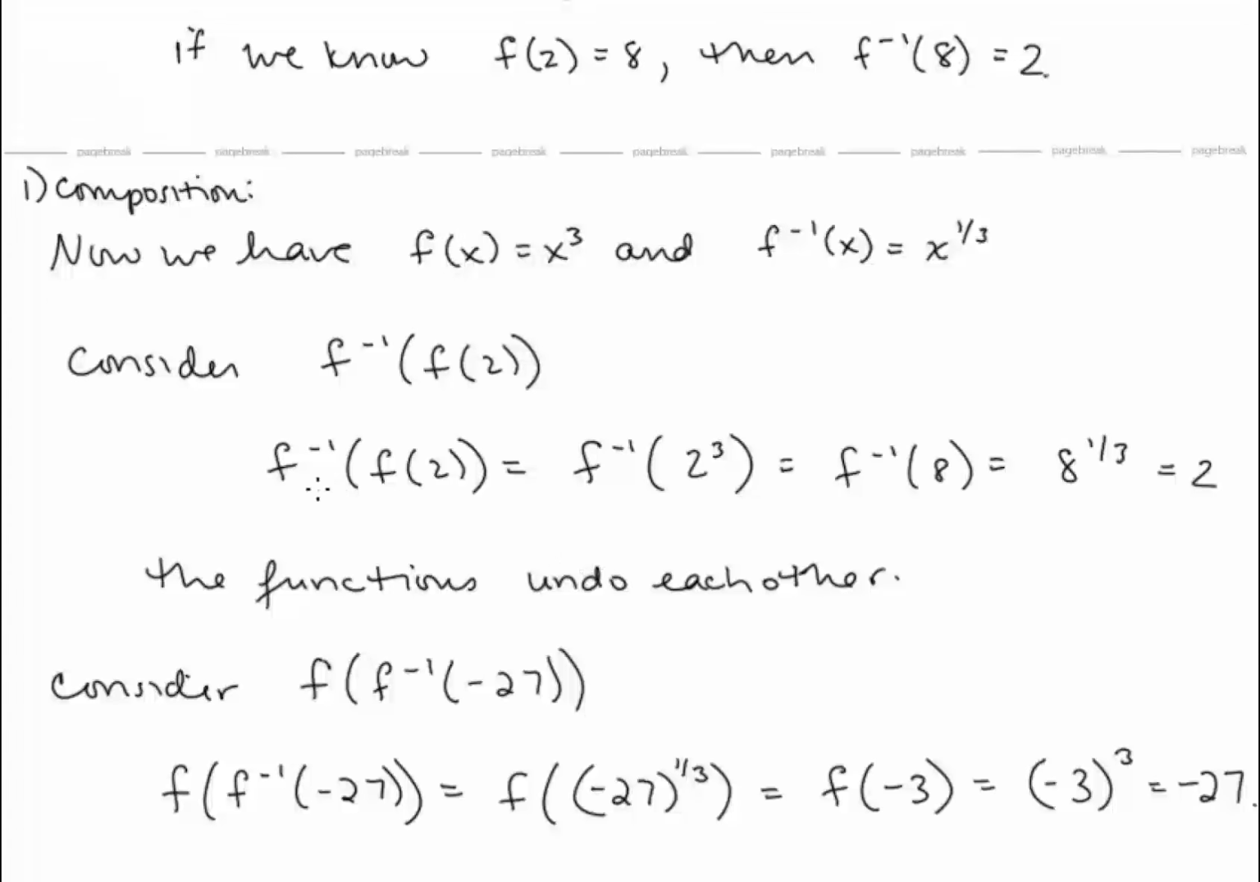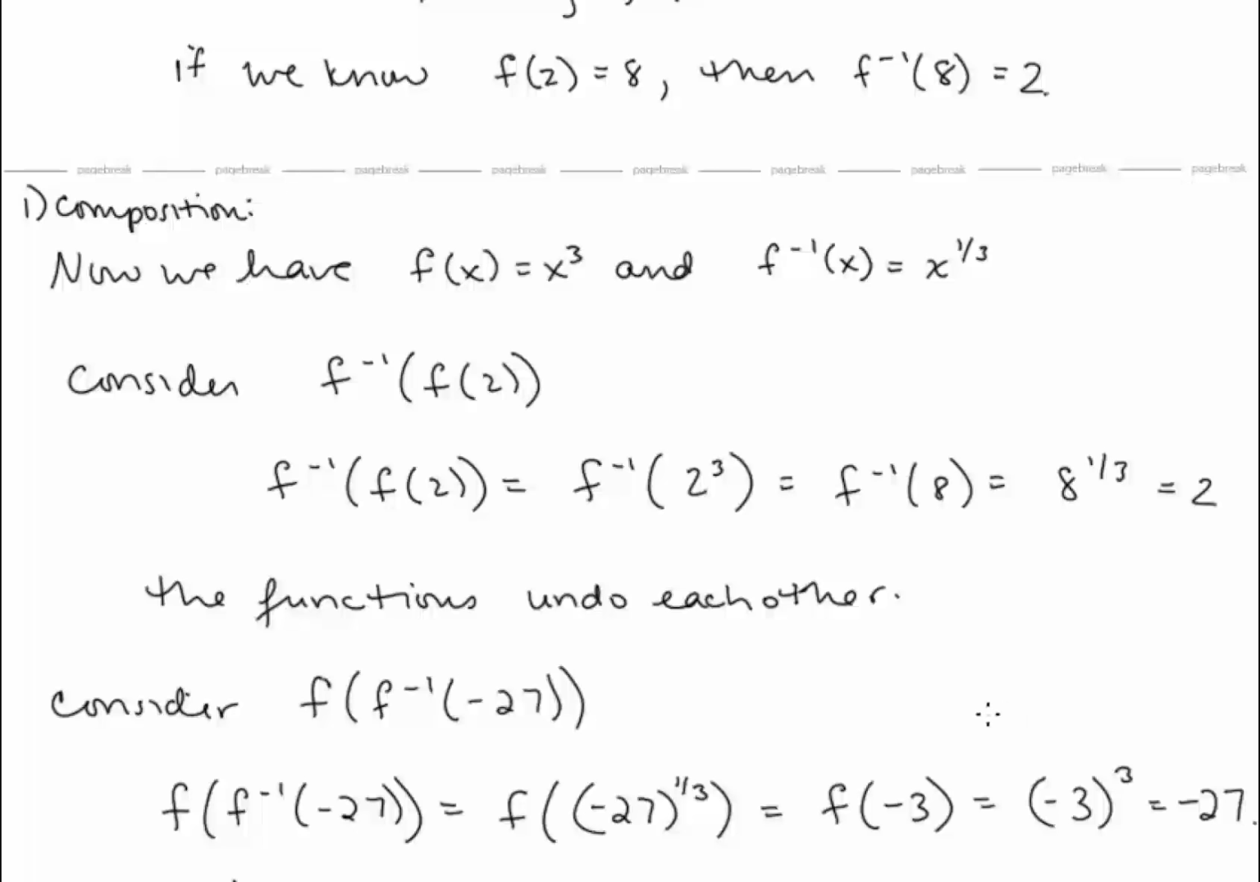We could compose in the other direction as well. Let's take a look at f of f inverse of -27. F inverse of -27 is -27 to the 1/3 power. That's going to be -3. So now we have f of -3. Well, that's going to be -3 to the 3rd power. That's -27. So whatever f inverse did to the -27, f undid and gave us back that same number.